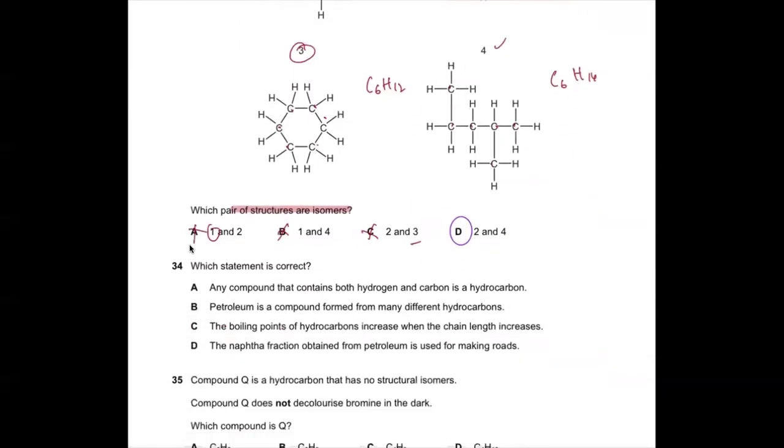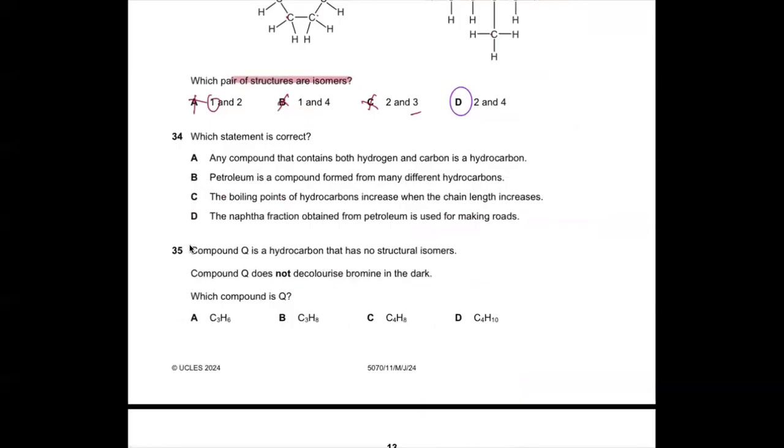I hope till here it's clear. Now, MCQ number 34, which statement is correct? Any compound that contains both hydrogen and carbon is a hydrocarbon. Yes, it is. But there is one thing missing. Contains both hydrogen and carbon only. It doesn't say only. So, okay, let's decide by reading the rest of them.